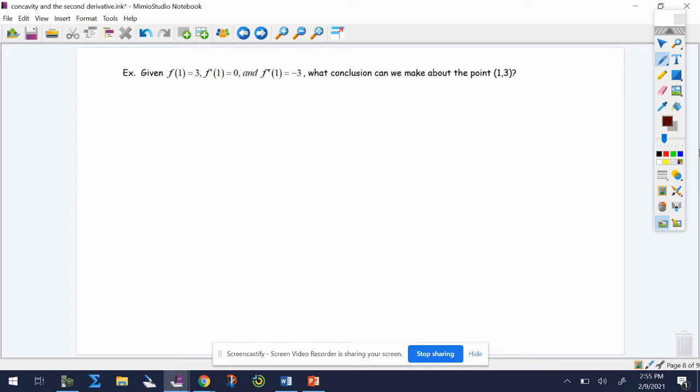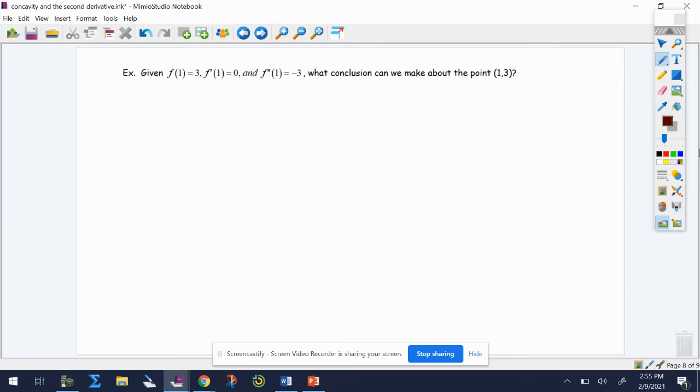So this was a multiple choice question. And the choices were that (1, 3) is a maximum, (1, 3) is a minimum, (1, 3) is a point of inflection, or (1, 3) cannot be determined. Like there's nothing we can figure out. Usually the fourth one is just some sort of throwaway answer. So let's talk through this.